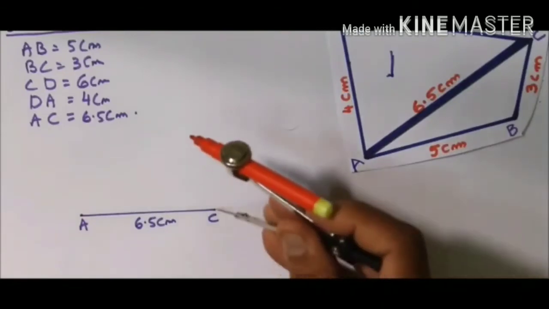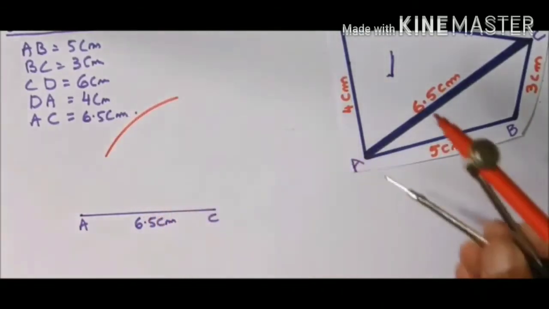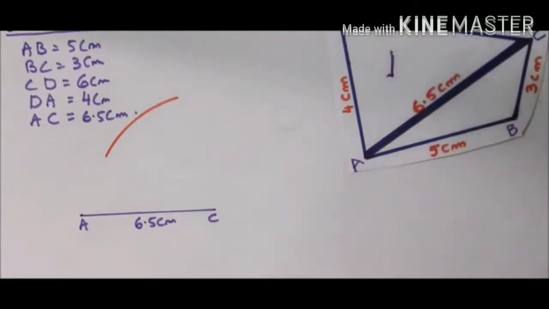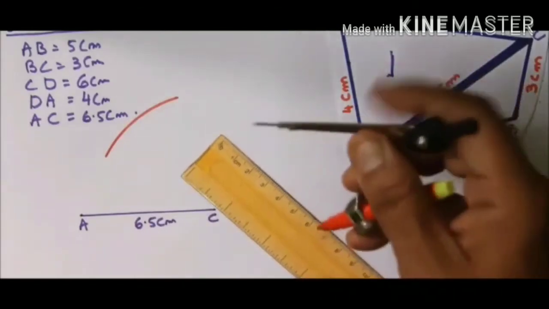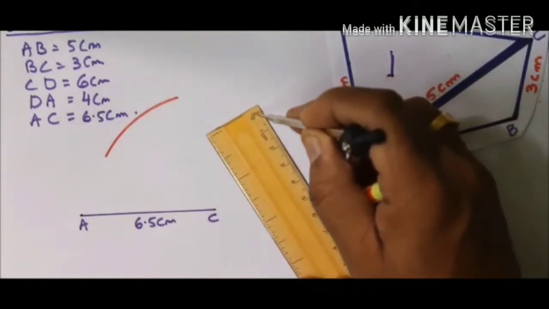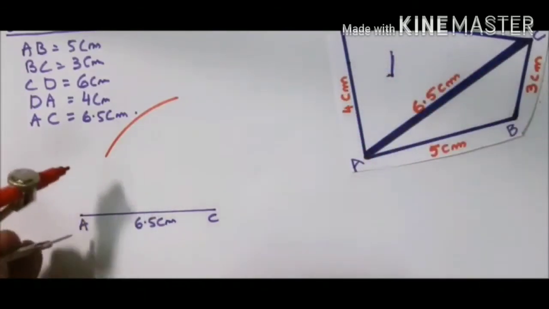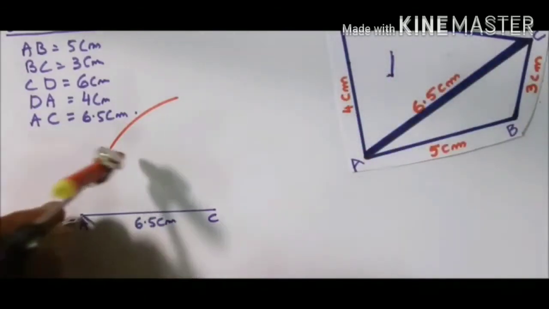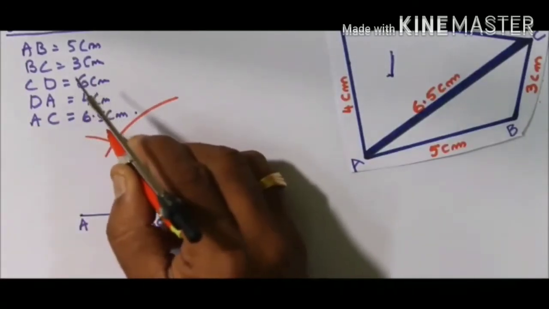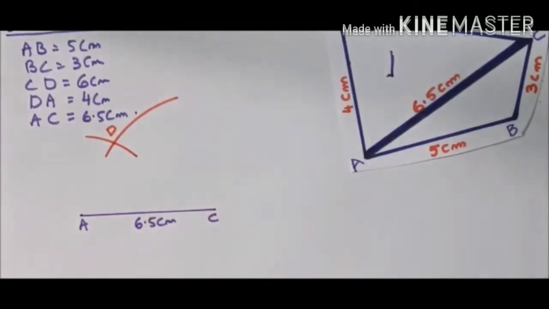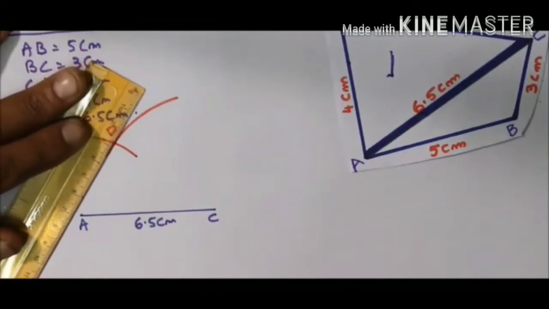With center C, draw an arc, and with center A, 4 centimeter radius, draw another arc to cut the first arc at a point D. So the intersection point is D. Name it as D. So one triangle is completed. That is ADC.